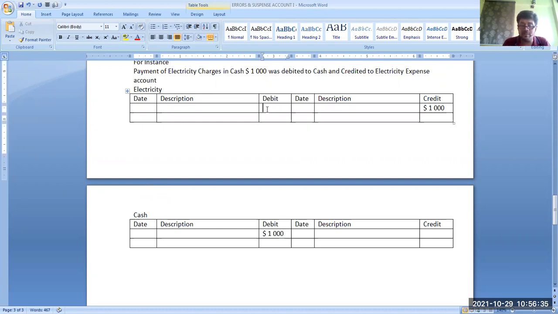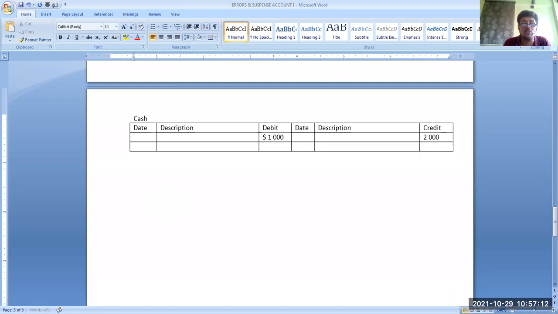Okay, so we have to debit electricity by 2,000 and we have to credit cash by 2,000. Now the reason is why. Suppose you enter 1,000 here. What will happen? The balance is zero. We don't need electricity balance to be zero. We need electricity balance to be 1,000. So if we enter here 2,000, now the balance is 1,000. If we enter 1,000, the balance is zero. So we have to enter this amount with 2,000. Getting my point clear?